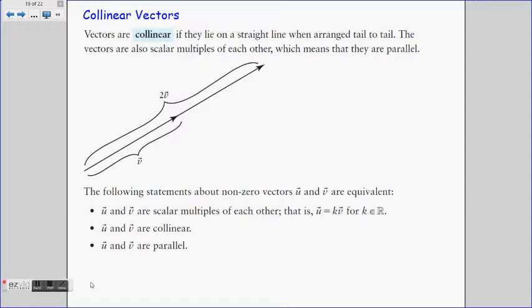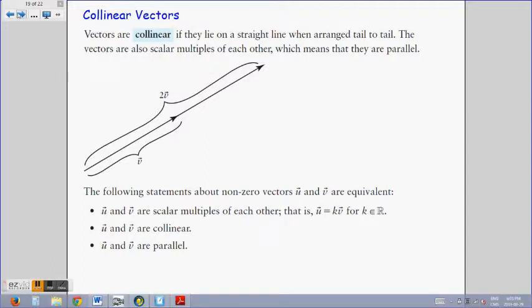So, collinear vectors. Vectors are collinear if they lie on a straight line when arranged tail to tail. The vectors are also scalar multiples of each other, which means that they are parallel to each other. So the following statements about non-zero vectors u and v are equivalent. U and v are scalar multiples of each other, such that u is equal to k times v. U and v are collinear. U and v are parallel. So all three statements are basically saying the same thing and are equivalent.